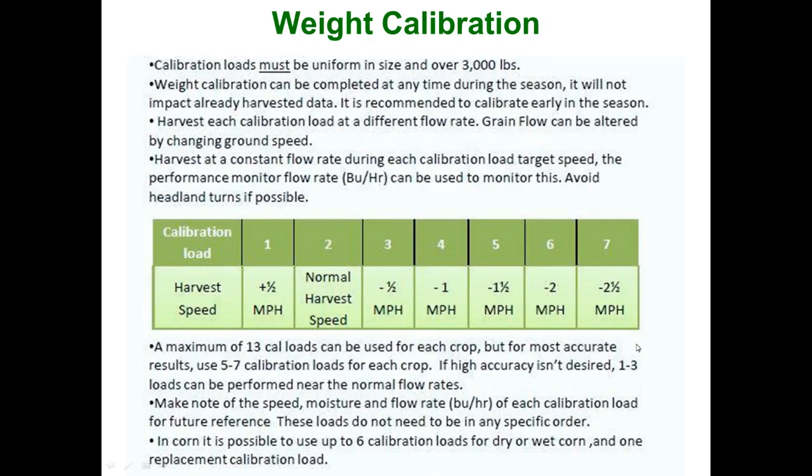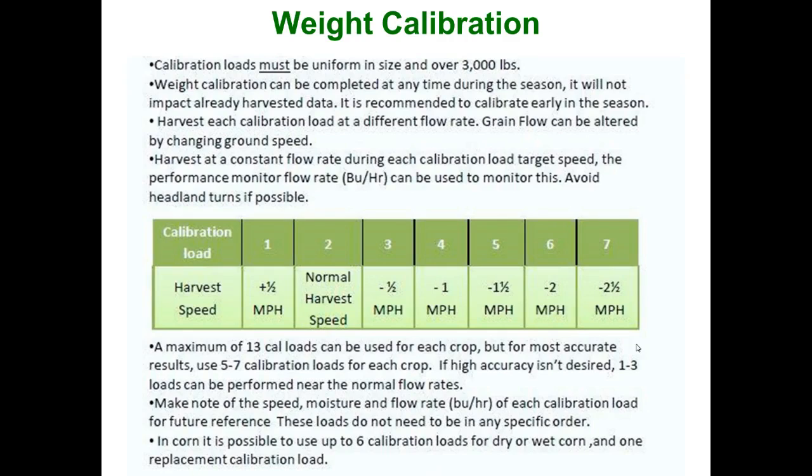That's how many loads can be entered into the display. So you could have up to 13 for corn and 13 for soybeans or 13 for wheat, whatever we desire. It's good to always have a pen and a pad at hand to make notes while doing these calibration loads.